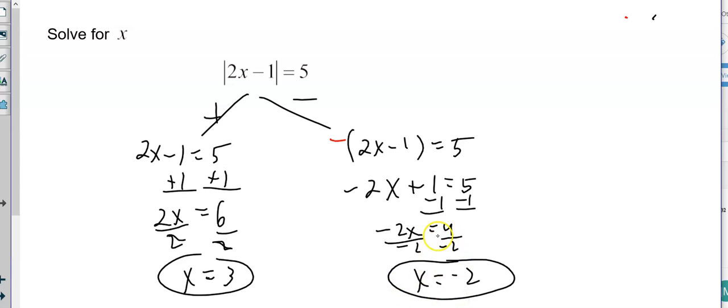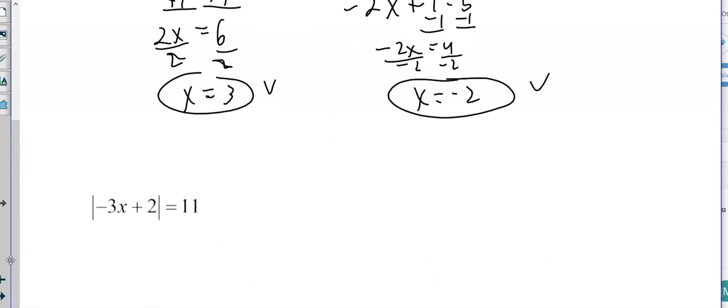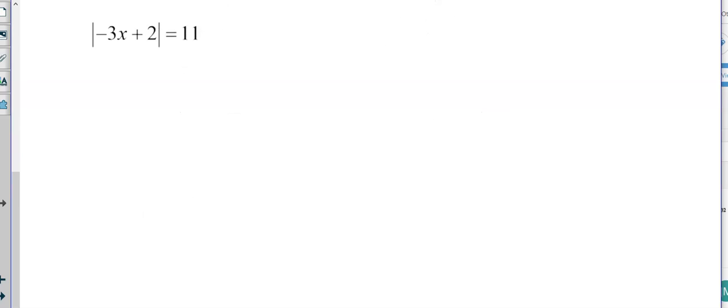And if you want to double check that, 2 times -2 is -4, minus 1 is -5. Absolute value of -5 is 5. That answer works, and that answer works. Never a bad idea to check your answer, especially in this section. I would say for sure this is a great section to check. Let's do another one here, just to see if we're getting it.